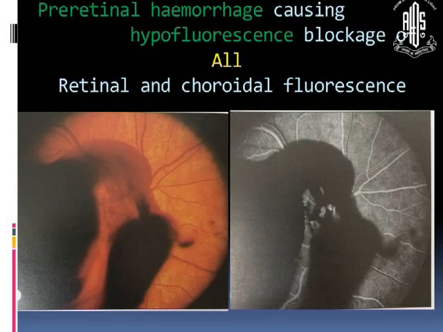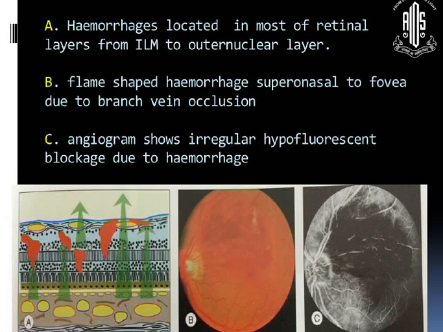Preretinal hemorrhage causes hypofluorescence, blockage of all retinal and choroidal fluorescence. Hemorrhage located in the most superficial retinal layers, from the ILM to the outer nuclear layer. Flame-shaped hemorrhage superonasal to the fovea due to branch vein occlusion. Angiograms show irregular hypofluorescence, blockade due to the hemorrhage.